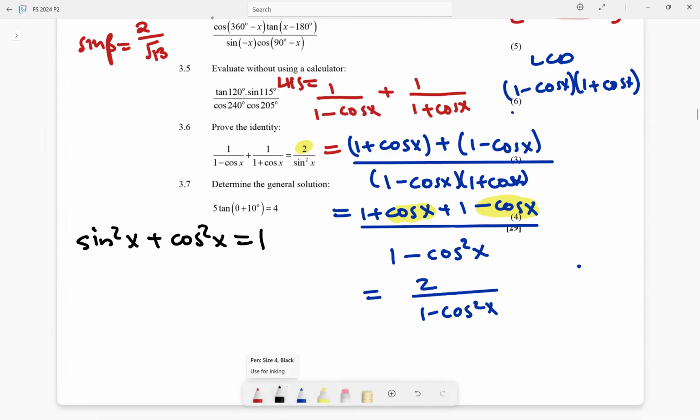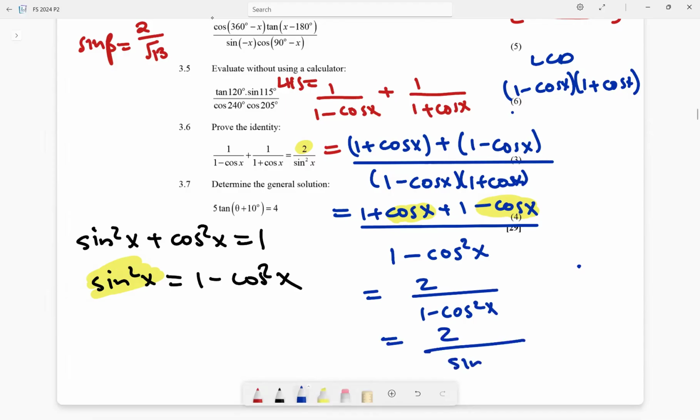So now, in this case, what do I have? I have 1 minus something. So 1 minus cos. So it means I take the cos to the other side. So this is sine squared x. It is equal to 1 minus cos squared x. Can you see? This is what we have. But what is that equal to? That is equal to sine squared x. So this is equal to 2. I substitute this with sine squared x.